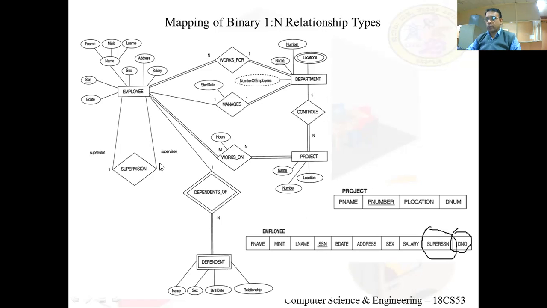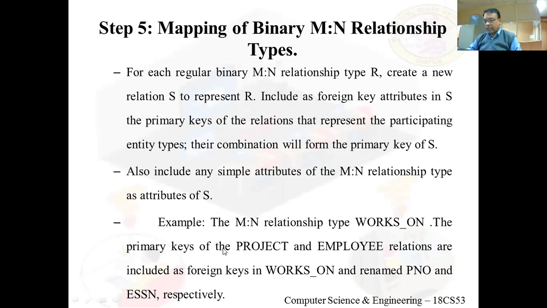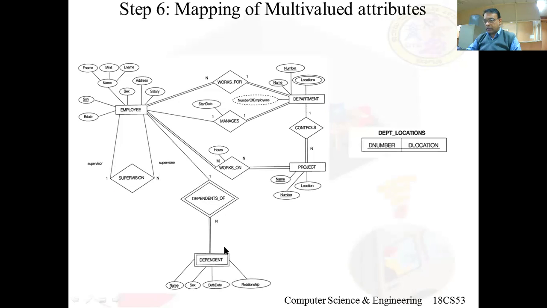I am left with one more 1:n relationship type here, dependent. Now see, this is S and this is T. The participating entity at the n side is S, this is T, and this is the identifying relationship type R. Now in S, I need to add the primary key of T. Which is the primary key of T? SSN. So in dependent, I need to add SSN. Finally, the dependent table looks like this.